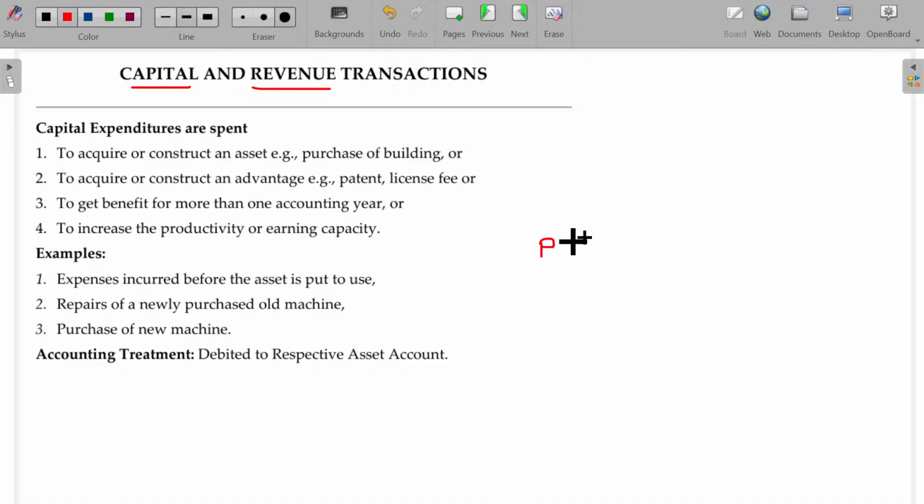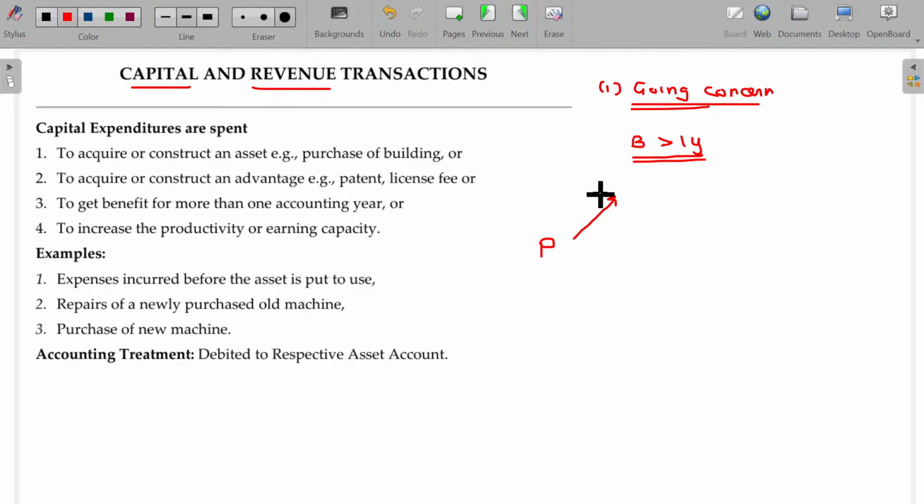Payments. If you are making any payment, you have to verify whether the benefit will be available for more than 1 year, as well as whether the going concern concept is accepted. Going concern, this concept is predominant. This is the fundamental accounting assumption.